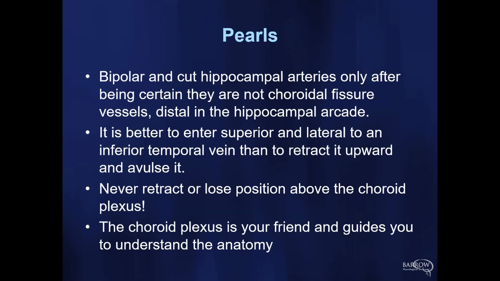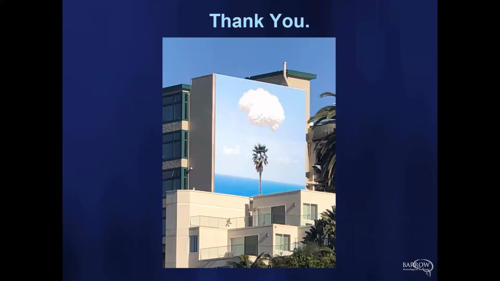And I never, ever place a retractor anymore or lose position above the choroid plexus. If you're doing that, you're retracting on the descending fibers, and you're in the thalamus, you're in the basal ganglia, and the choroid plexus is your friend. That really is what guides you. If you're below that and have a visualization of it the whole time and stay below it, you shouldn't hurt anybody. So thank you very much.